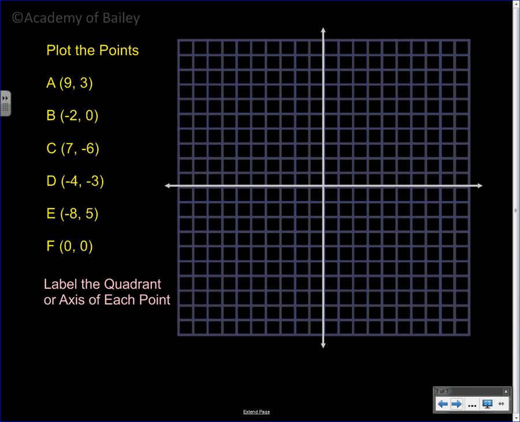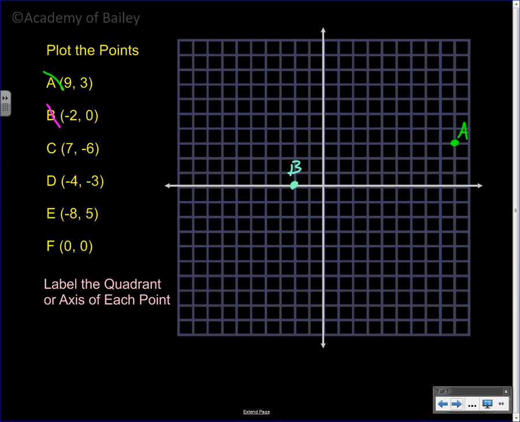All right, the first one, A, is 9, 3. You always start at the origin. You go to the right 1, 2, 3, 4, 5, 6, 7, 8, 9, and then you go up 3. And you put your point, and you want to label it as letter A. We have A done. Letter B, you go back to the origin and you start there. And -2. Remember we're going on the x-axis first. You go left 2, and then up and down 0. And you want to label that letter B.